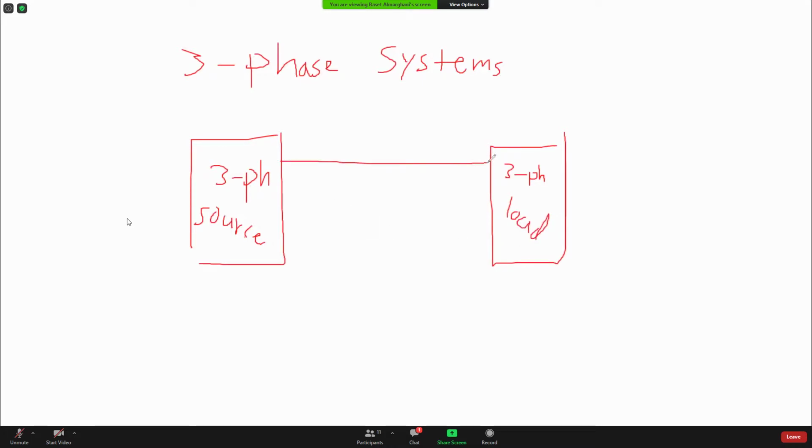Between them, you have 3 wires. And those wires, we call them the transmission lines. Those are the lines that take the power from the source to the load. Sometimes there is a fourth wire called the neutral. This is not all the time, okay, the neutral.